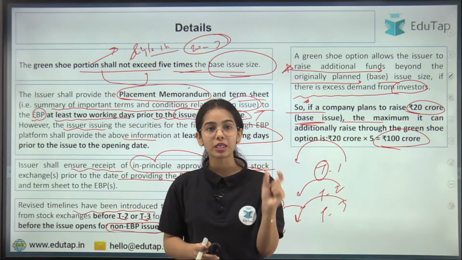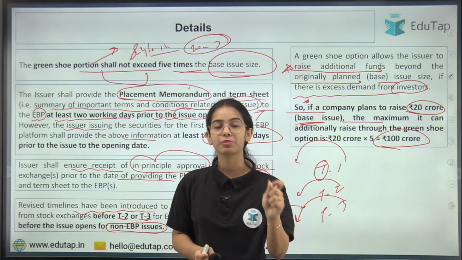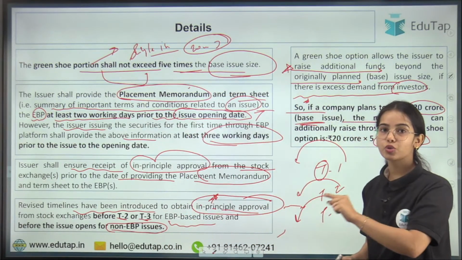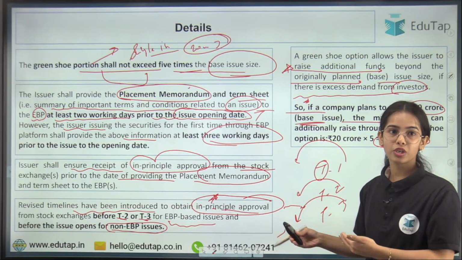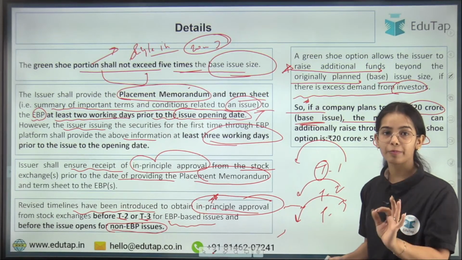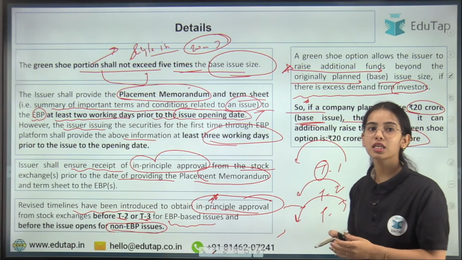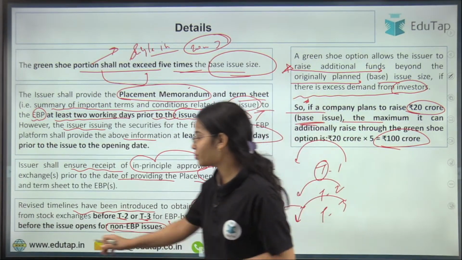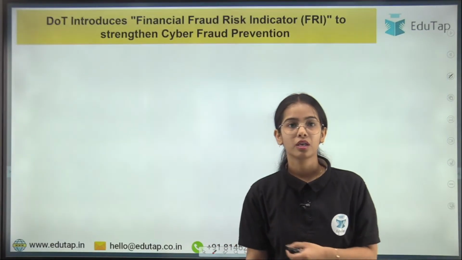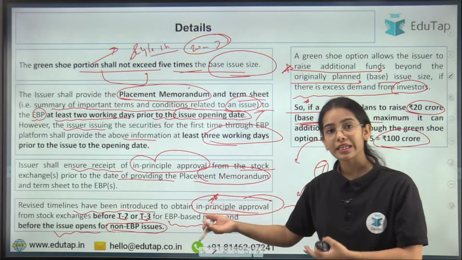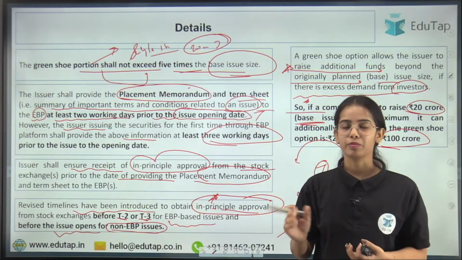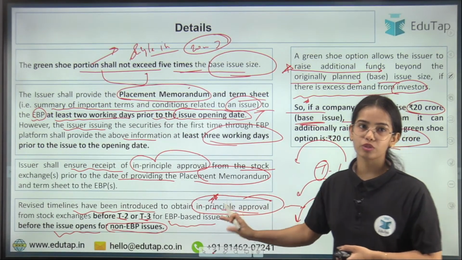So basically, in the case of an EBP issue, a private placement happening through the EBP, in-principle approval has to be taken prior to T-2 or T-3. But in the case of a non-EBP issue, an issue that is happening in a non-EBP manner, the in-principle approval has to be taken just before the issue opens. Okay, that is the idea. Just before the issue opens means a day before. It's not like you are opening the issue at 10 a.m. and you will inform at 9 a.m. No, a day before the issue opens.